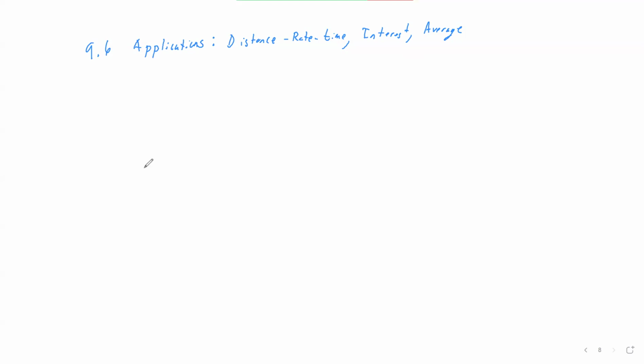All right, so homework is short, but there's a lot going on with them. So let's kind of get right into it. So the very first question is going to jump into this distance, rate, and time.